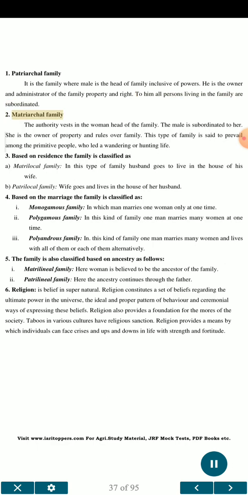2. Matriarchal family. The authority vests in the woman head of the family. The male is subordinated to her. She is the owner of property and rules over the family. This type of family is said to prevail among the primitive people who led a wandering or hunting life.